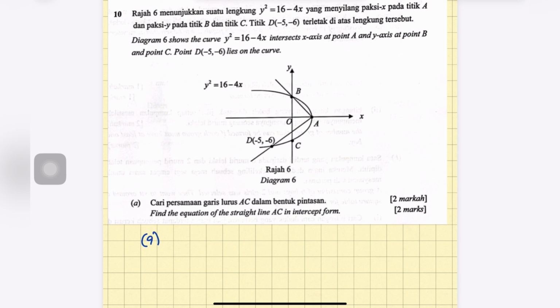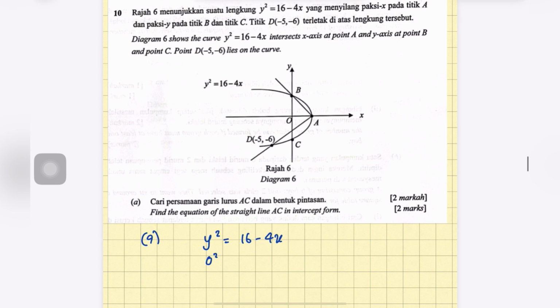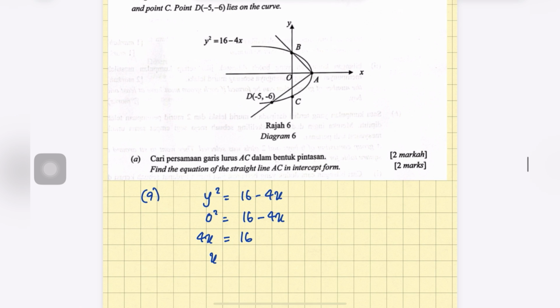Okay, so to find the equation of AC, we have to find coordinates A and C. Both A and C are on the equation y squared equals 16 minus 4x. For coordinate A, it is the x-intercept, so y equals 0. So 0 squared equals 16 minus 4x. So 4x equals 16, x equals 4. So we can find coordinate A is (4, 0).